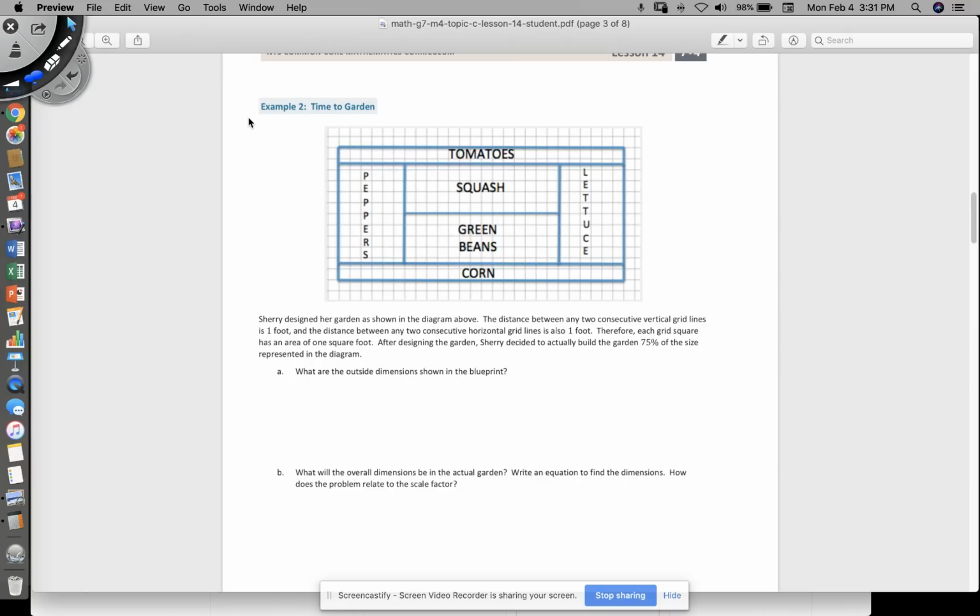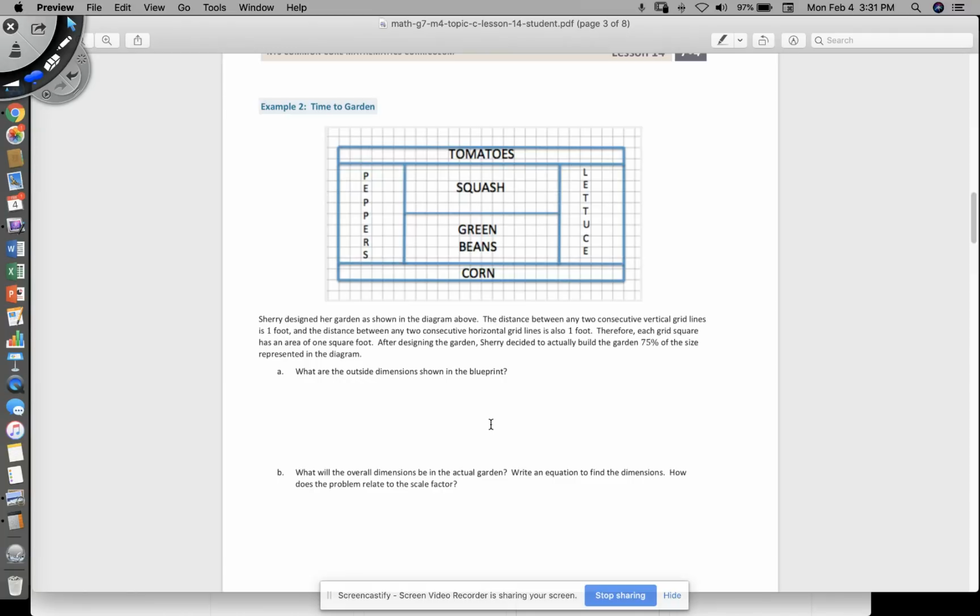All right, so we have a garden here, and we have lots of divisions, lots of little spots for each of these vegetables to go. So it says, Sherry designed her garden as shown above. The distance between the 2 consecutive vertical grid lines is 1 foot. So basically that means every single box up here in the graph paper is equal to 1 foot. The distance between any 2 consecutive horizontal grids is also 1 foot. Again, each box is 1 foot of the grid paper. Therefore, each grid square is an area of 1 foot. There, I'm glad they cleared that up for us.